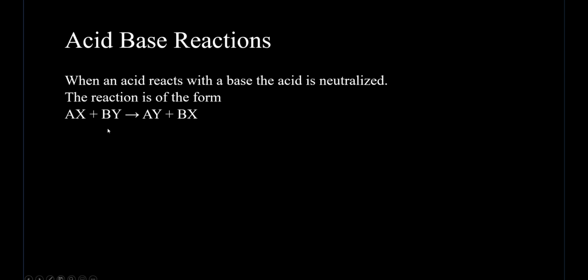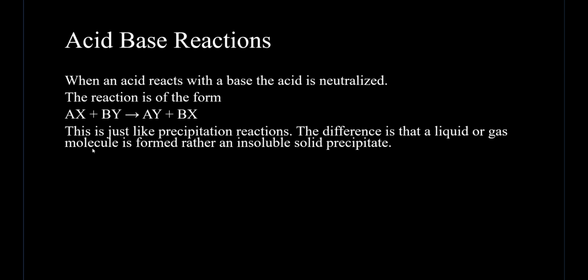It's just this partner switch. The positive A can go with the negative Y. That's one possibility. And the B can go with the X. That's the other possibility. So what's different about this than precipitation reactions? Well, the thing that's forming on the other side is not an insoluble precipitate like we saw before, lead chloride or lead iodide, that kind of thing.